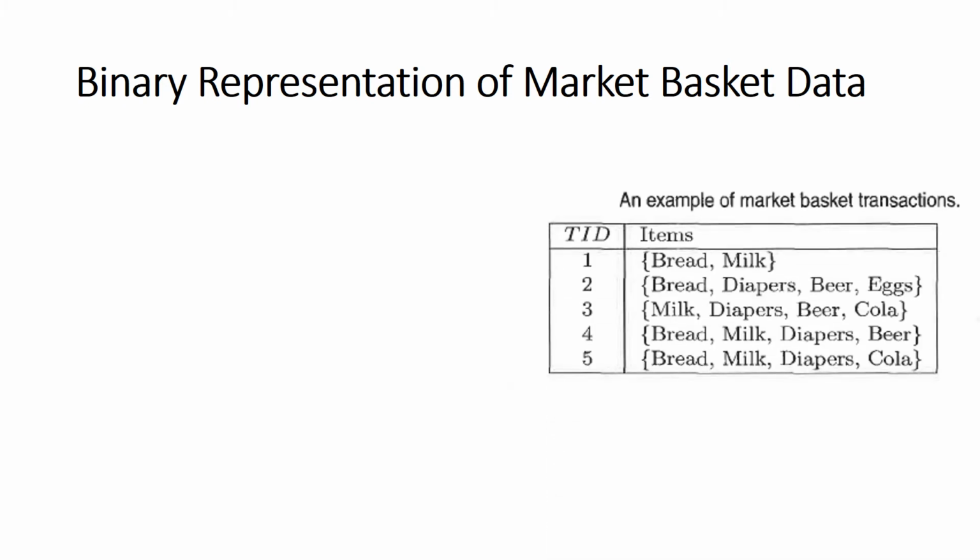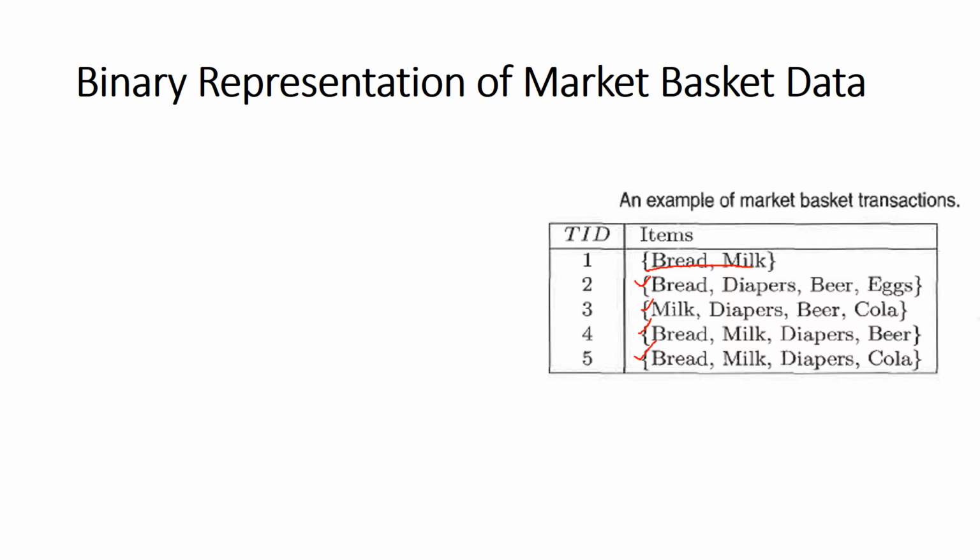Binary representation of market basket data. Let us look at an example of market basket data which is going to be represented in the binary form. This is the example that we have discussed earlier. In this example, we can see that there are 5 transactions. Each transaction is going to have some items. The first transaction has bread and milk. The second, third, fourth and fifth transactions have 4 items each.